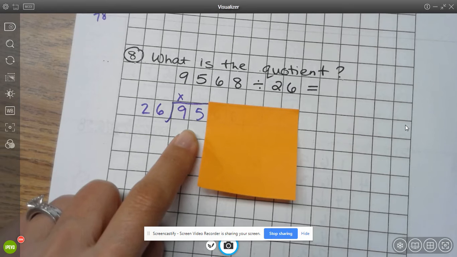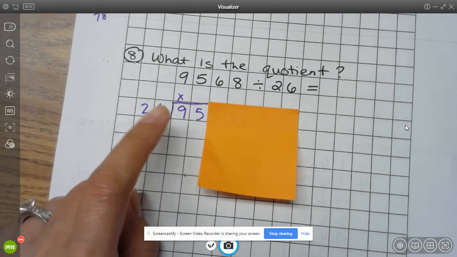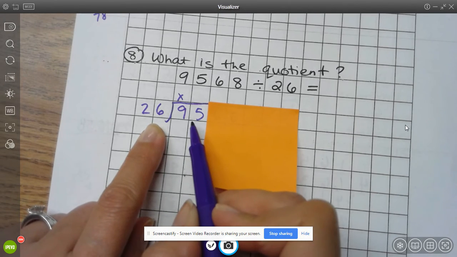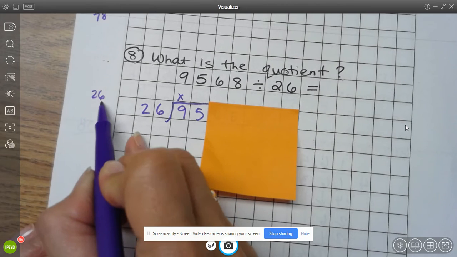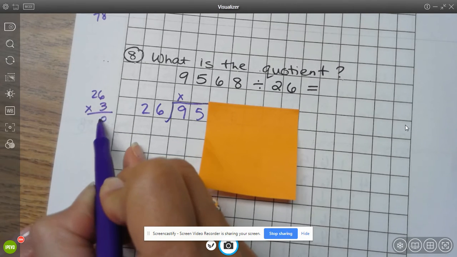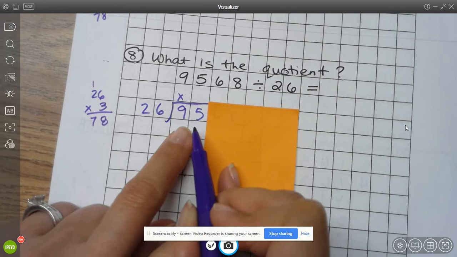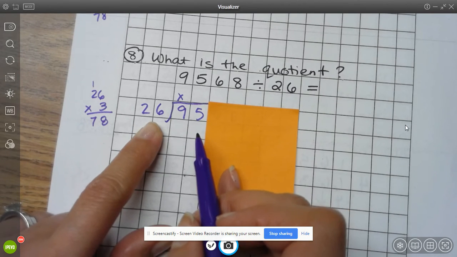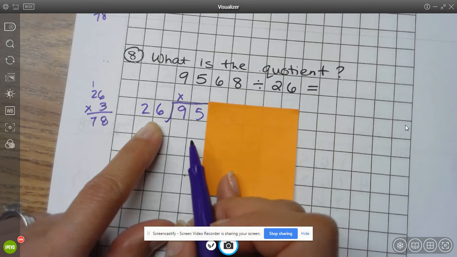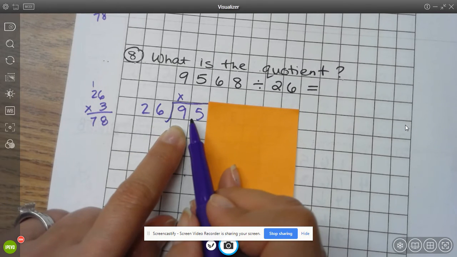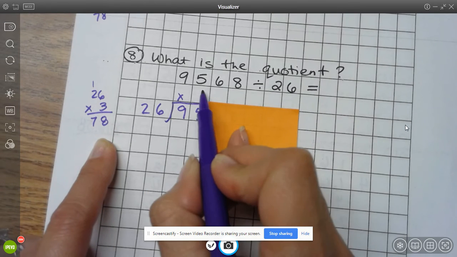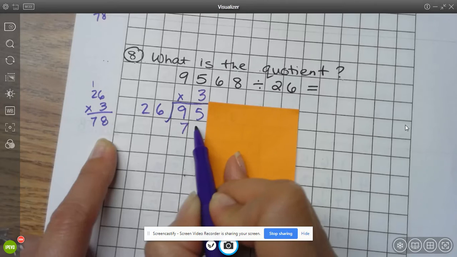Here's 95. So I know 3 quarters, 3 times 25 is 75. So I think that's where I'm going to be, right under 95. So let's try it. 26 times 3. That's 18. That's 78. That's pretty close. I can't do 26 times 4 because that would put me over 100, because I know 25 times 4 is 100 exactly, right? So I don't need to go any further than this. 26 goes into 95 3 times, and it's 78.